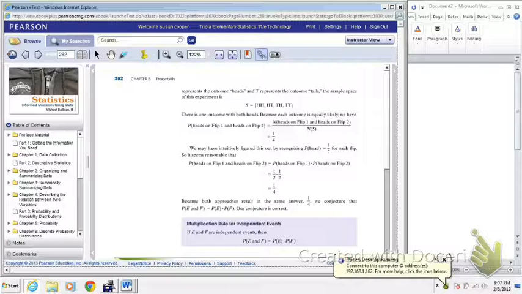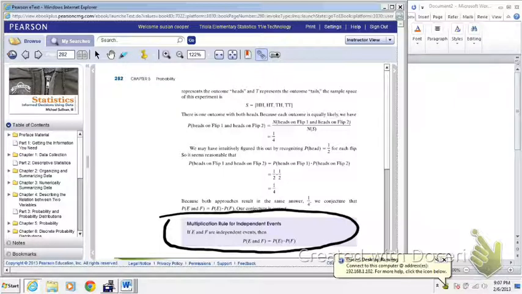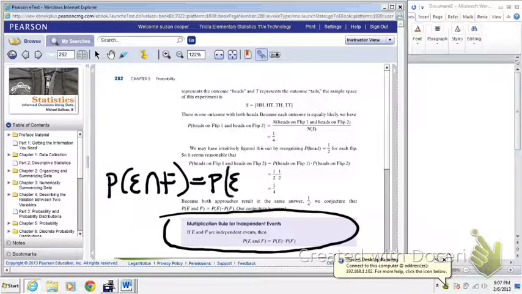So, okay, multiplication rule for independent events. If E and F are independent events, then the probability, and I'm going to write this bigger here and more formally, the probability of E and F, I'm using the mathematical symbol, would be equal to the probability of E times the probability of F. Okay? So that's what this is saying right here. So you say, all right, if I know I have independent events, then I'm just going to multiply the two probabilities.